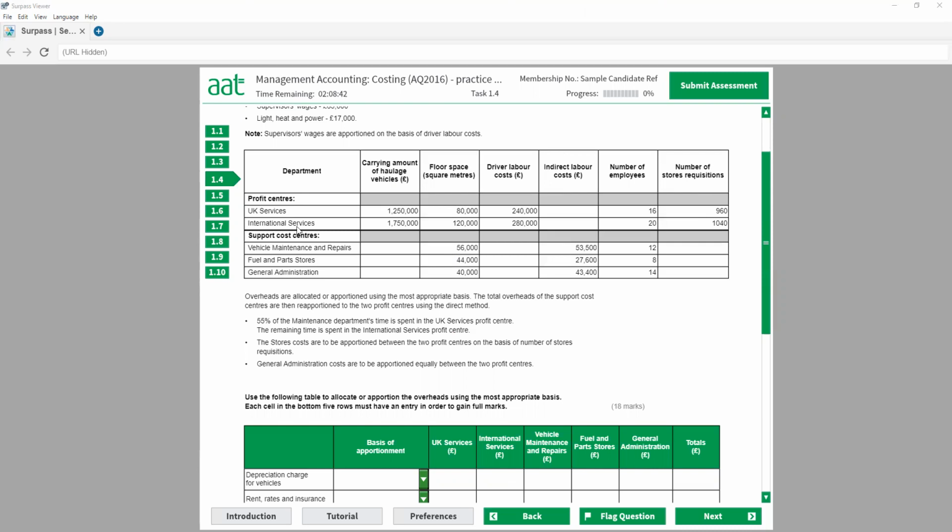Now we have some support cost centers here. On the support cost centers, we can see we have vehicle maintenance, fuel and parts store, and general admin. So the story here is that all these are service costs. You have 3 service cost centers, that is vehicle maintenance, the fuel and parts store, and the general admin. All these 3 costs we have to reapportion to the profit centers.